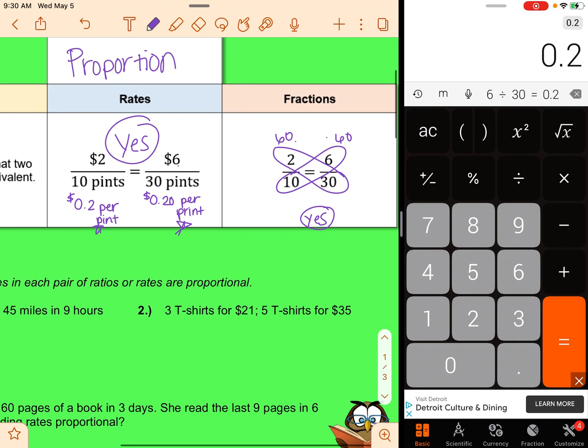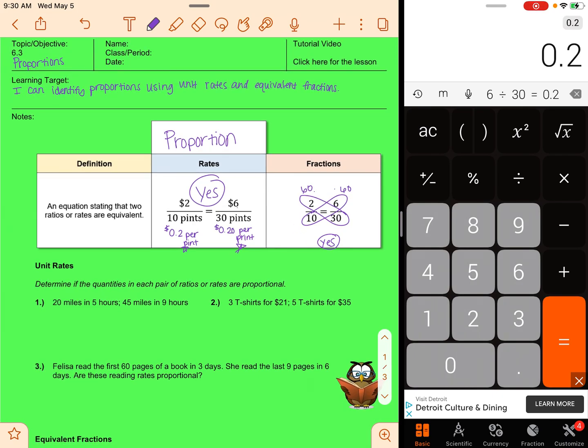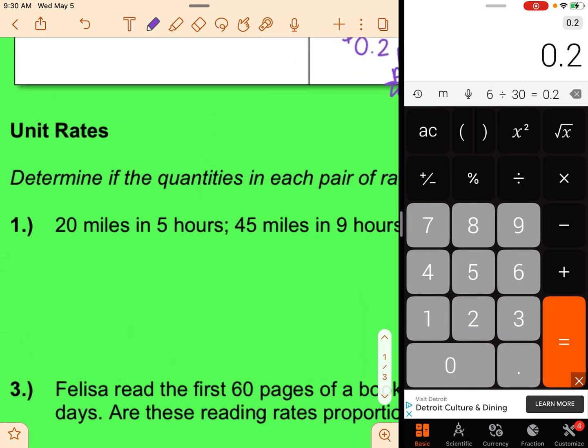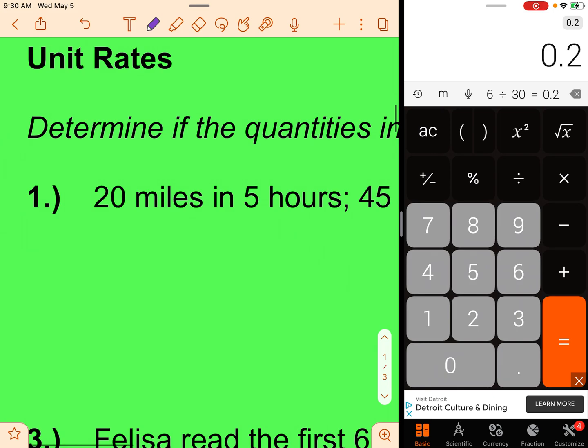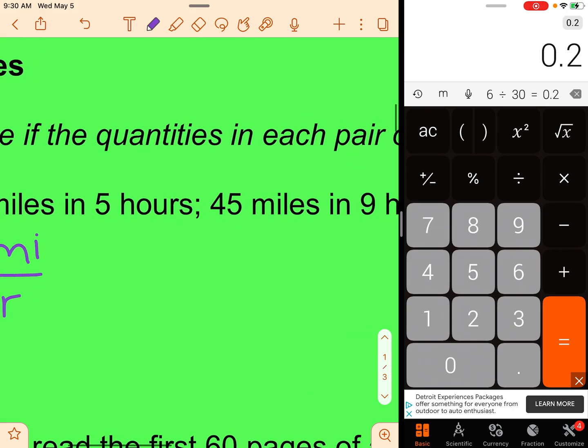Alright, so now we're going to take a look at some practice problems. So for number 1, we need to determine if the quantities in each pair of ratios or rates are proportional. So we have 20 miles in 5 hours and 45 miles in 9 hours. So first of all, we are going to set up two ratios. Our first one is 20 miles over 5 hours, and our second one is 45 miles over 9 hours.